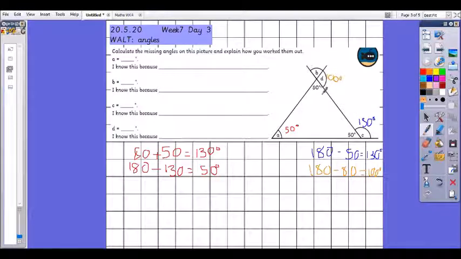And then finally, I have noticed here angle B. Angle B sits on a straight line with angle D here, which we've just worked out to be 100. So I can do 180 take away 100 to get angle B. So 180 take away 100 equals 80 degrees. Therefore, angle B is 80 degrees.